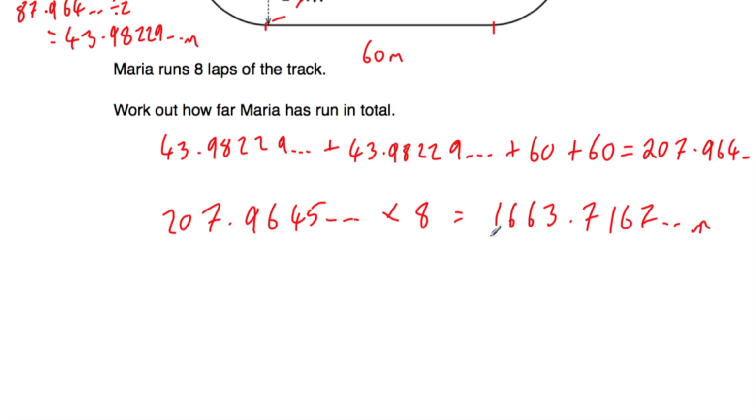Now we could give our answer in kilometers and write it as 1.663 and so on. I'm actually just going to leave it in terms of meters here, so I'm going to give my answer as 1,663.717 meters to 3 decimal places, and that's it. So that's how far Maria has run. Okay, let's have a look at our next question.